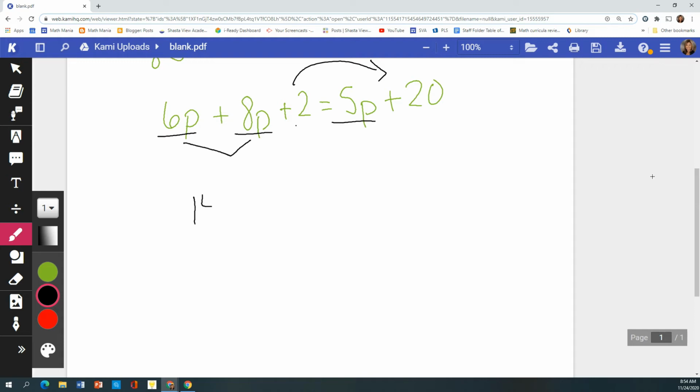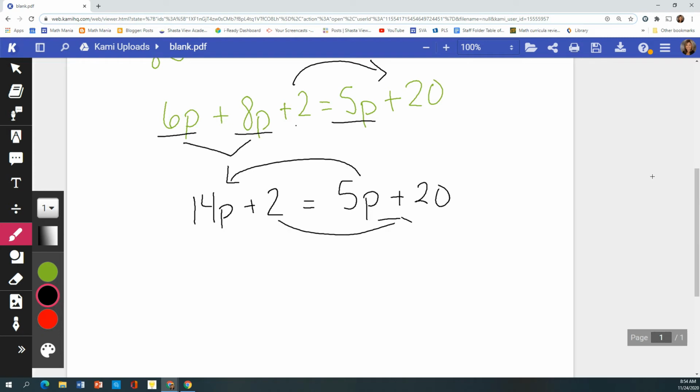So we have 14p plus 2 is the same as 5p plus 20. Now I can still see that I have a like term on this side that needs to come over here, and the constant needs to go. I can't see what I'm doing because my cursor is not working. So let's go ahead and just take away this 5p from this side. And whatever I do to this side, I must also do to this side.